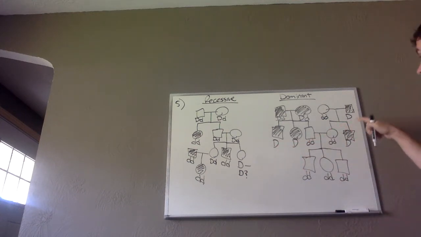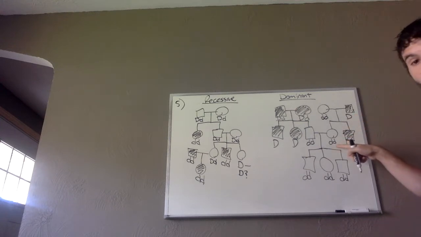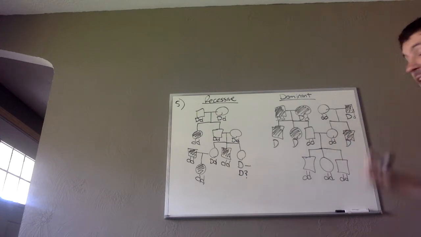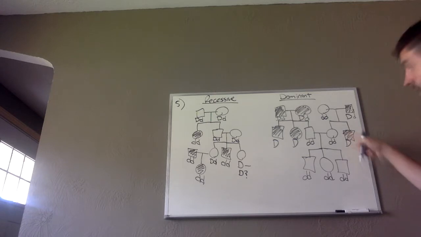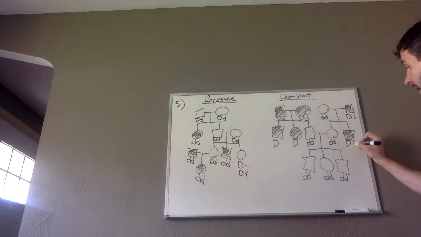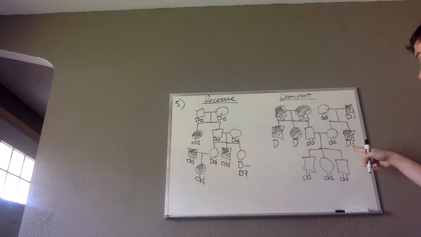So let's come over here. This dad, we need to figure out a second letter. Let's look at his daughter. His daughter has two lowercase d's. One of them had to come from him. So he's heterozygous. Okay, let's look at the son. He has a dominant allele, but look at his mother. His mother has two recessive alleles, so we know she automatically gave him one. So this guy is heterozygous.